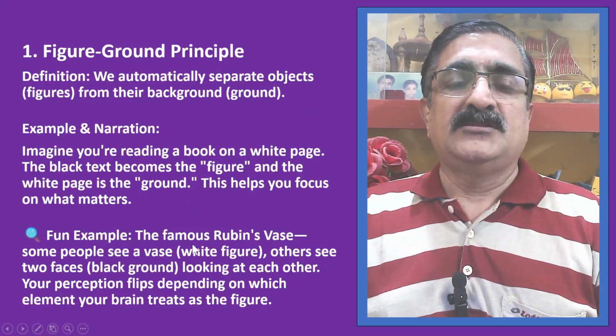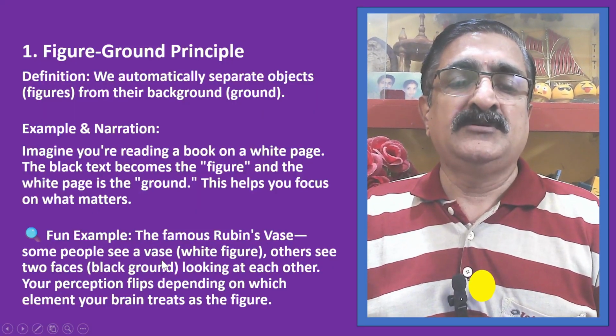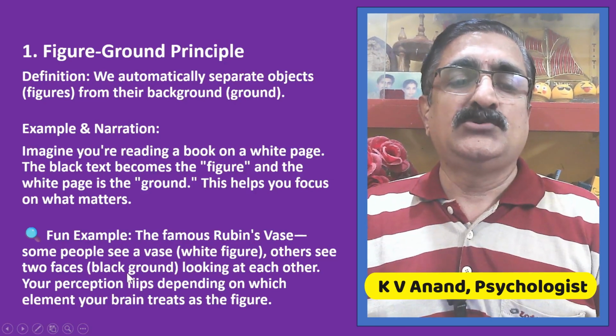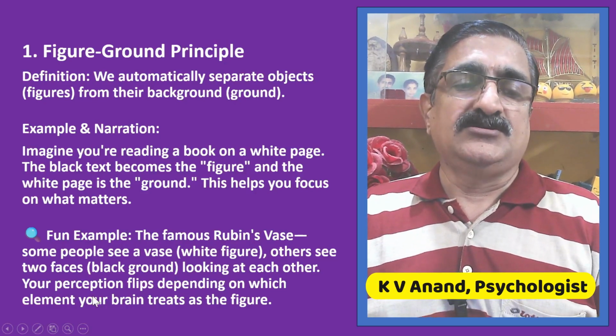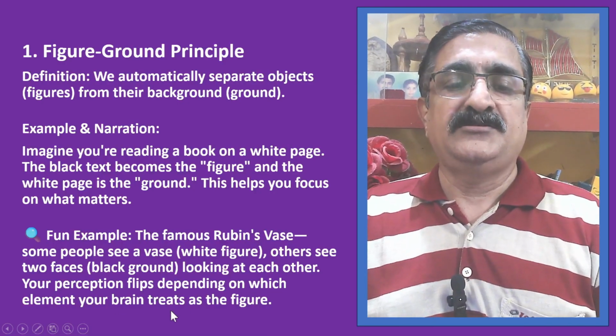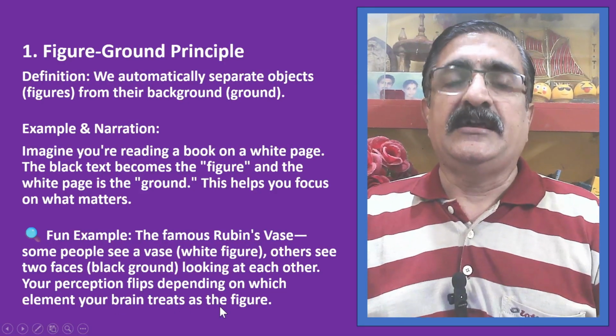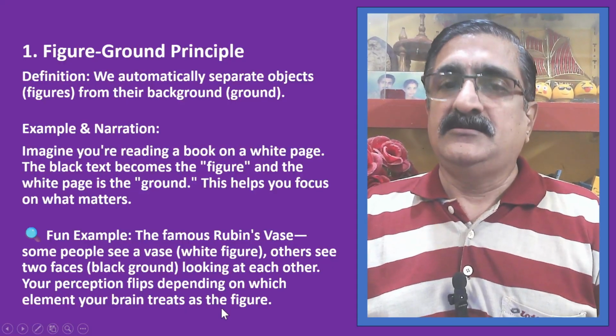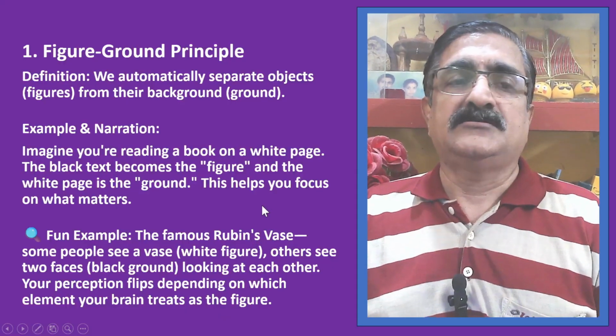For a fun example, the famous Rubin's vase. Some people see a vase, others see two faces looking at each other. Your perception flips depending on which element your brain treats as the figure. The diagrams I have provided in the last slide, we will see that.